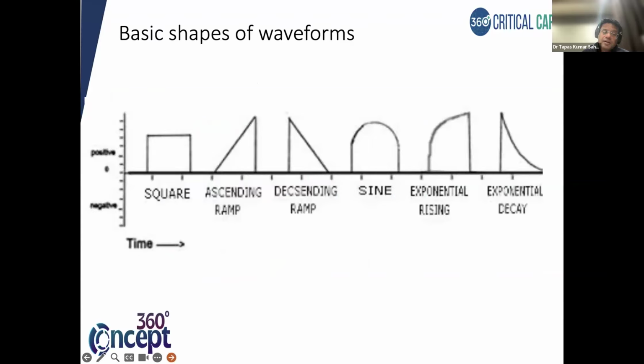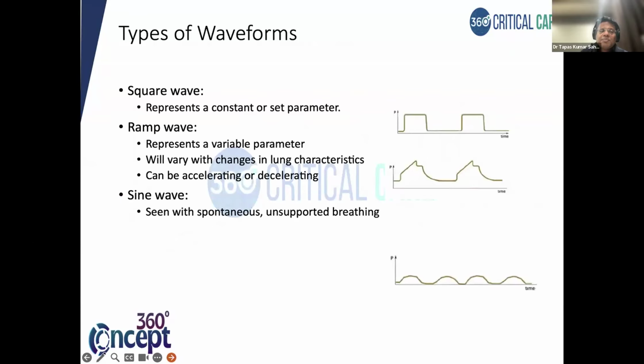The examiner may ask you, is there any other waveform shape you know apart from the square or the sine? So it is ascending ramp, descending ramp, sine wave, exponential rising, exponential decay. Clear? Now, what are the types of waveforms? If you say the square wave, it represents a constant or set parameter. If we have taken the pressure maximum to be 20, it would be delivering till the pressure reaches 20.